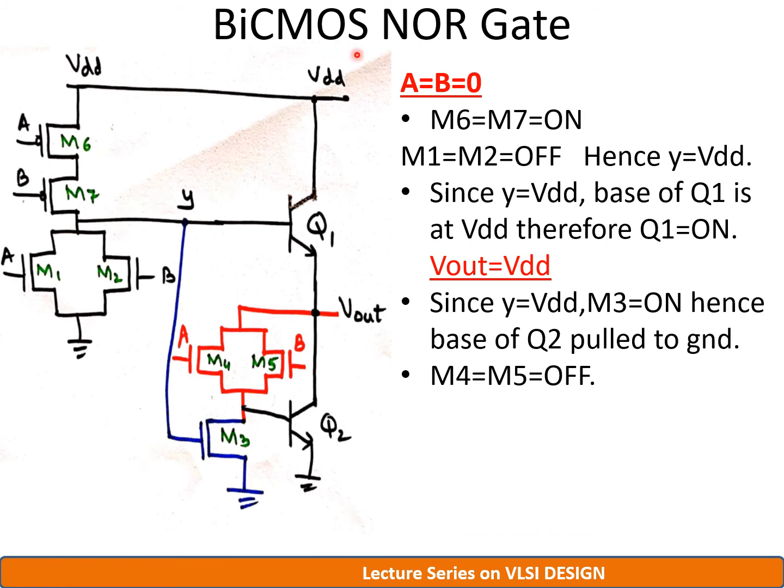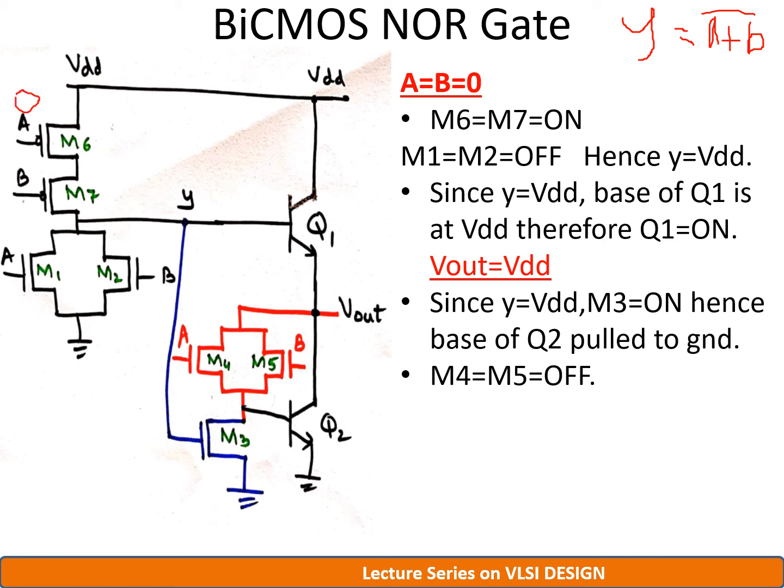So next we'll be implementing the BiCMOS 2 input NOR gate. The expression of NOR gate is Y equals (A plus B) whole bar. So for the pull down network, plus means parallel, hence both A and B are connected in parallel for pull down, and pull up is a dual of pull down, hence pull up will have two PMOSes connected in series.